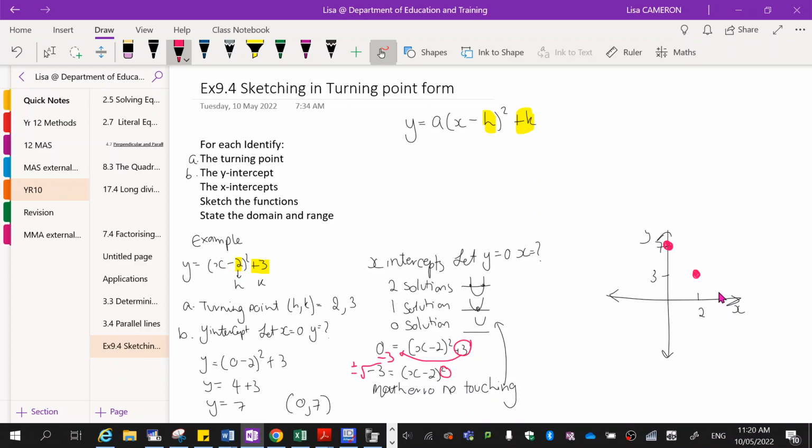Now you've only got 2 points, which makes it kind of hard to graph. But if you think about it, this here should be symmetrical like your face. So all I do is estimate the curve like that, chuck arrows on the end, and that's it. That's all I need to do to sketch in turning point form.